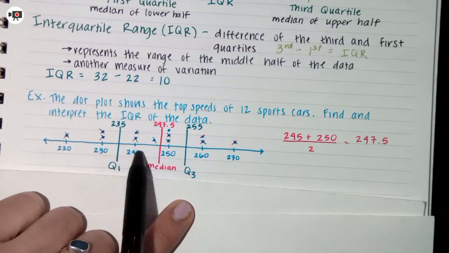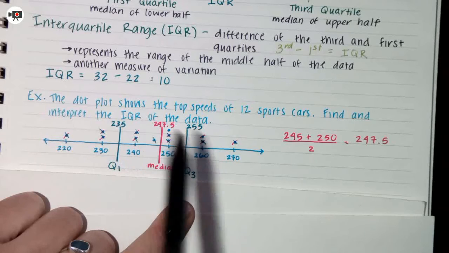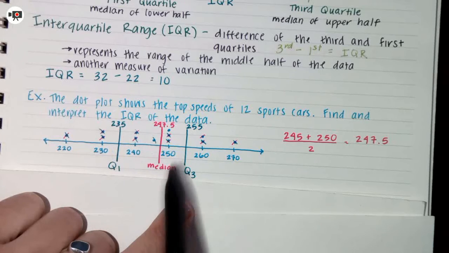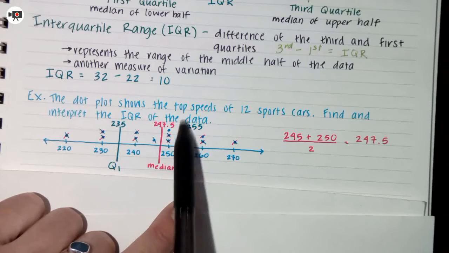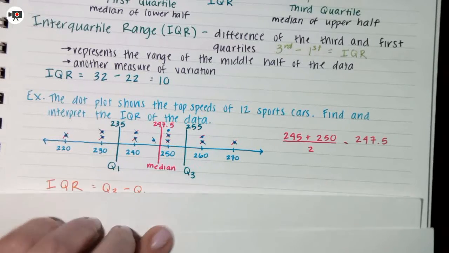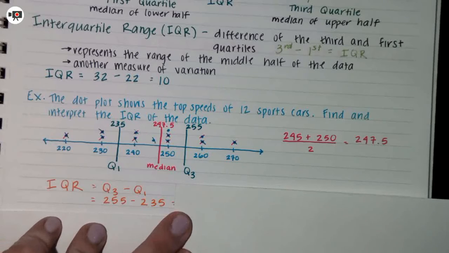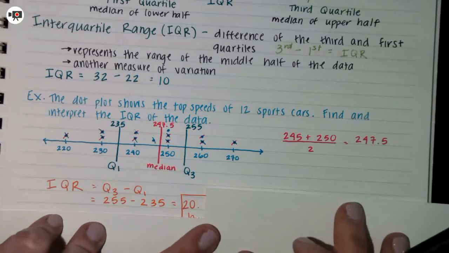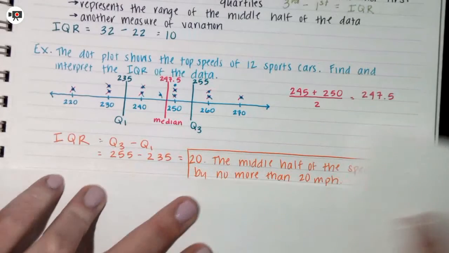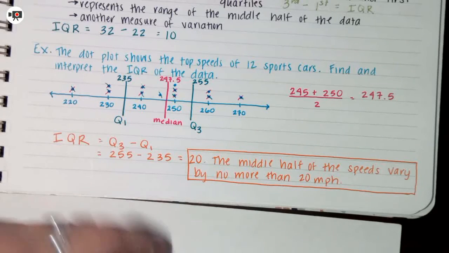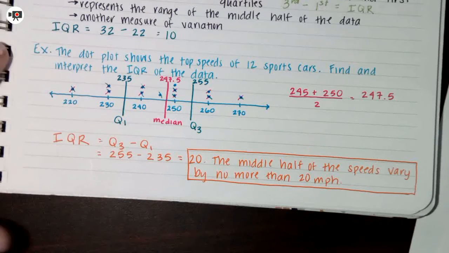Next I find the middle of the lower half, and that is 235, and the middle of the upper half is 255. So the IQR, take quarter 3 minus quarter 1, and that equals 20. So the middle half of the speeds vary by no more than 20 miles per hour.